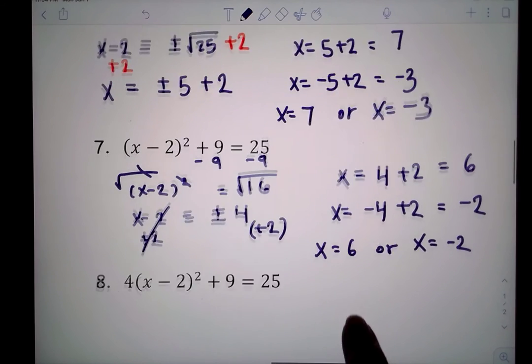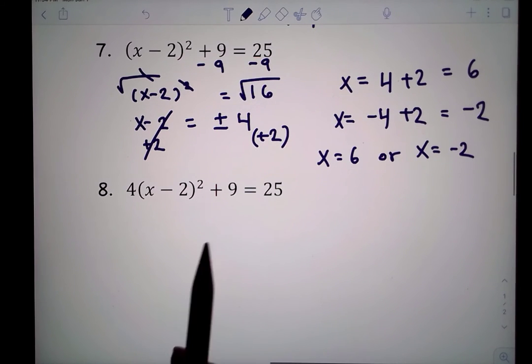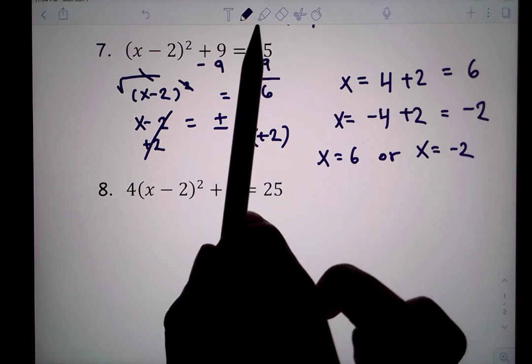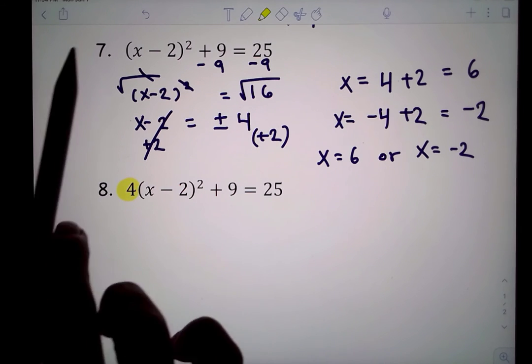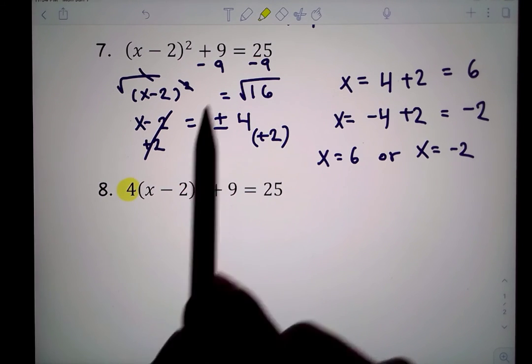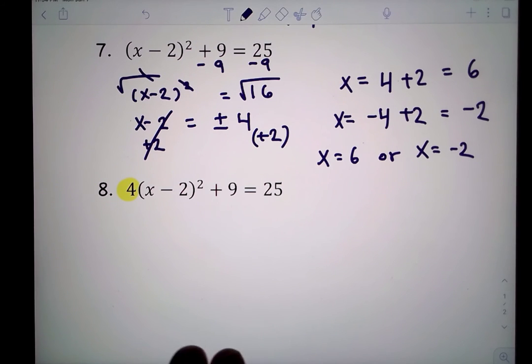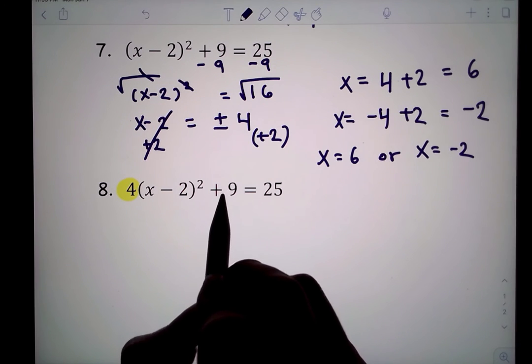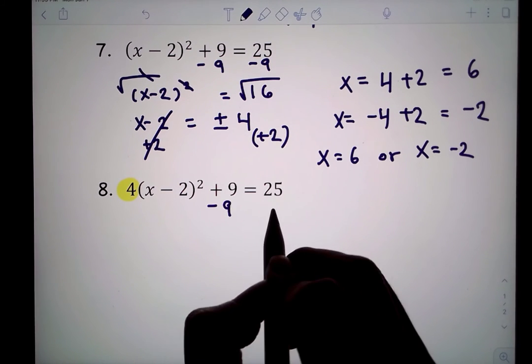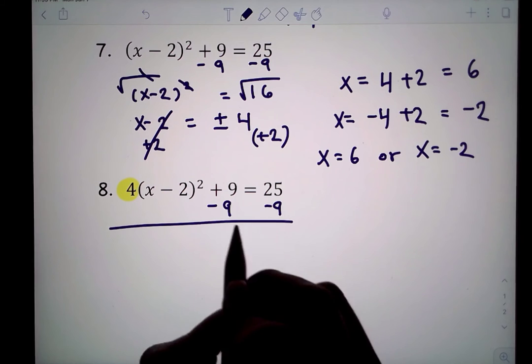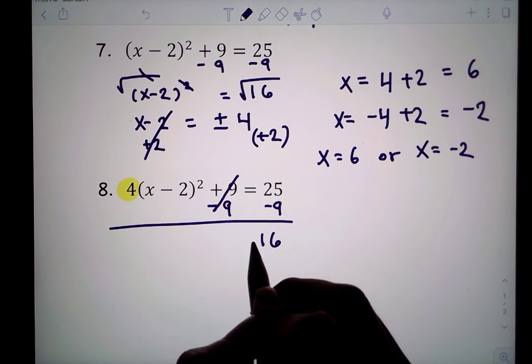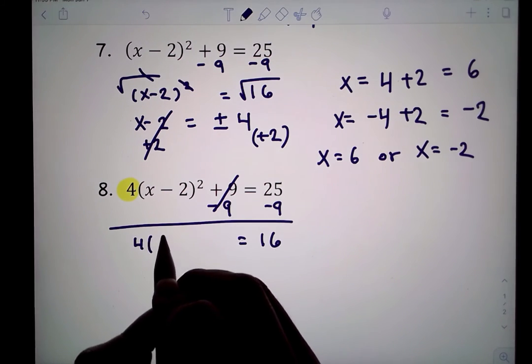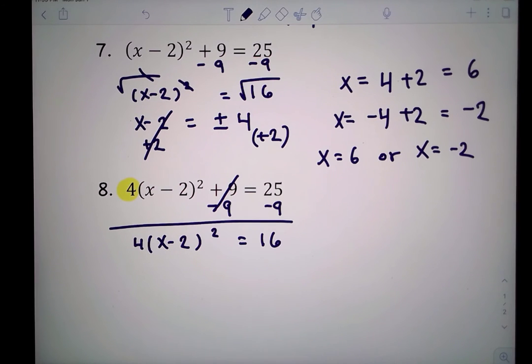Okay, and last one. So it's more complicated. You have a here, right? That one didn't have anything, but now you have something. But it's the same thing. We just isolate inside and we just take the square root. So let me isolate this parenthesis. So I'm going to cancel this one. Minus 9, minus 9. Then you get 16 for x minus 2 squared, right?